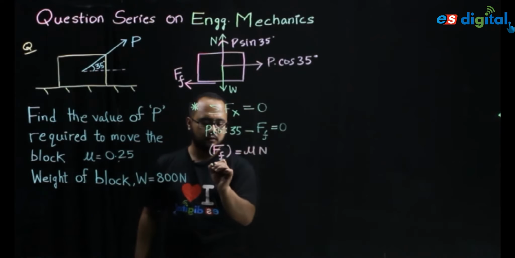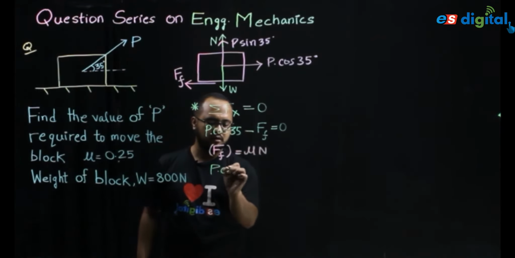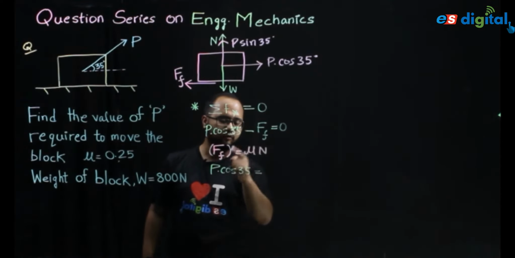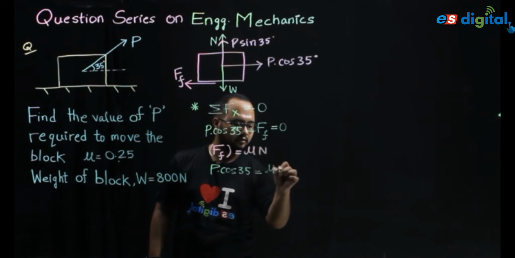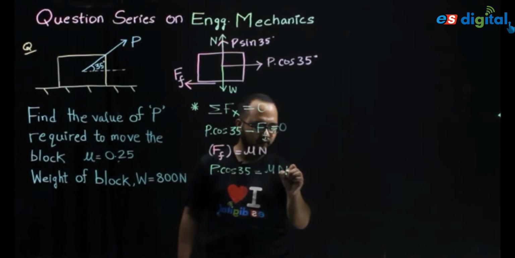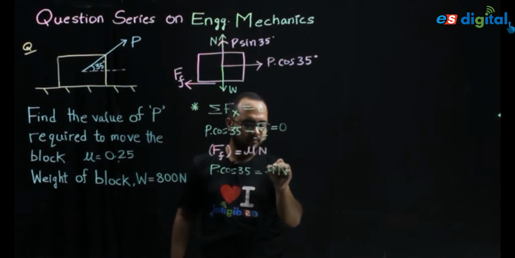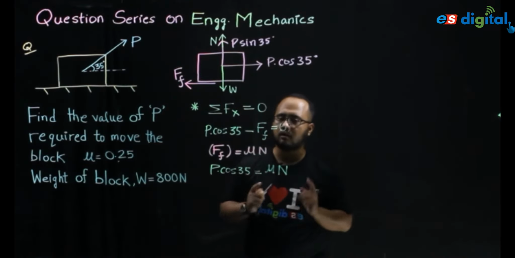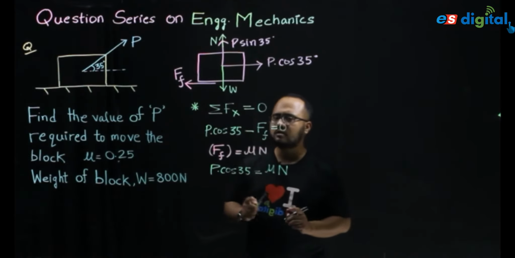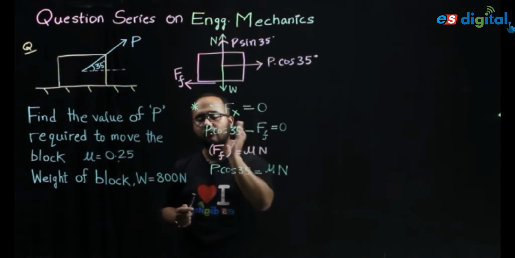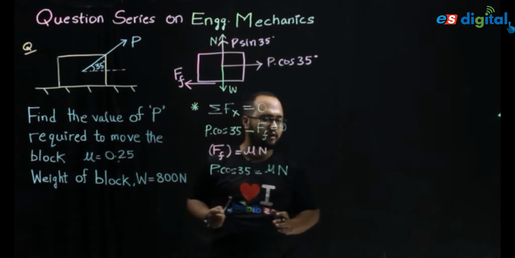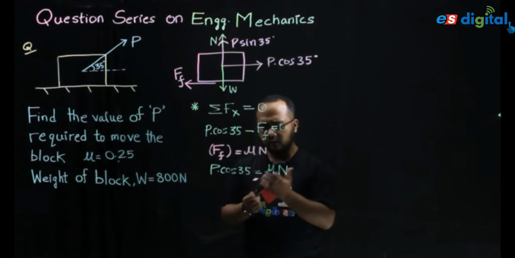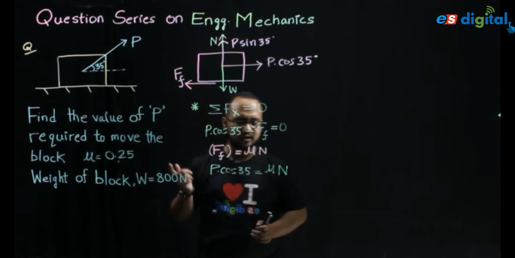So in this case, P cos 35 will be equal to, we will directly put the value of frictional force, mu N. Okay, so the coefficient of friction is already given, 0.25. We have to find out the normal reaction. For finding the normal reaction, we will apply the equilibrium equation in the vertical direction, so that we can get the value of N and directly put it in this particular equation. Obviously mu is already given to us, that is 0.25.